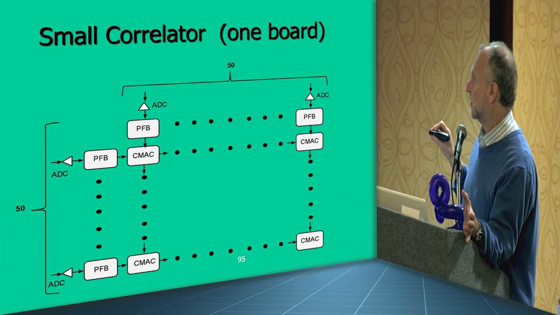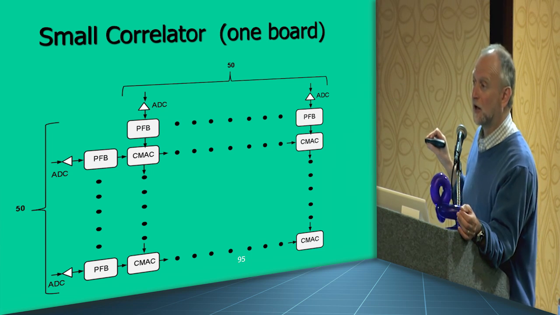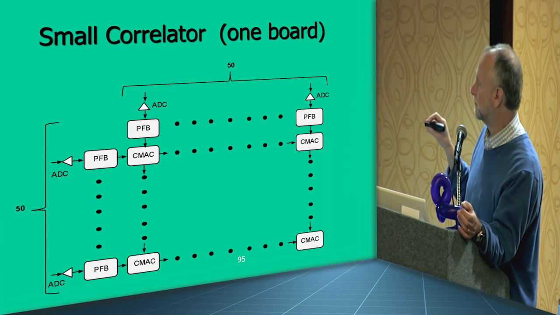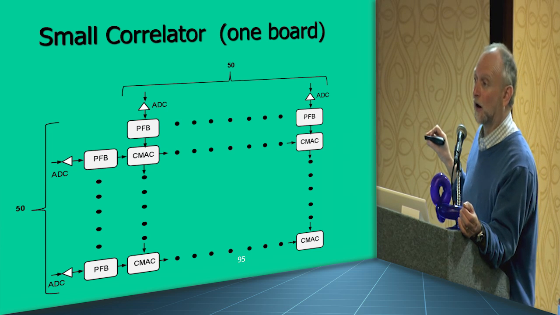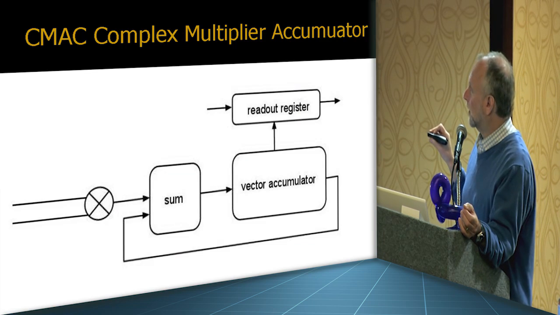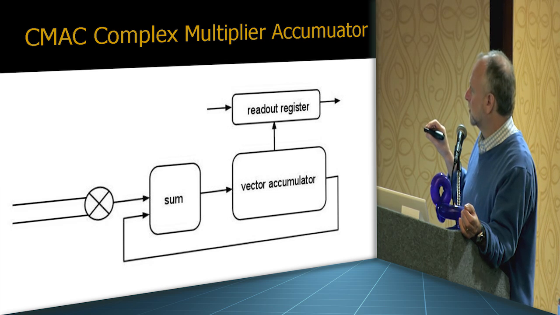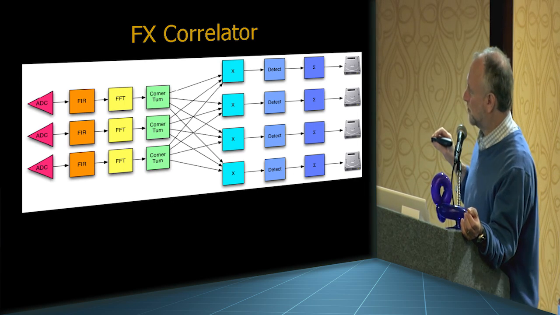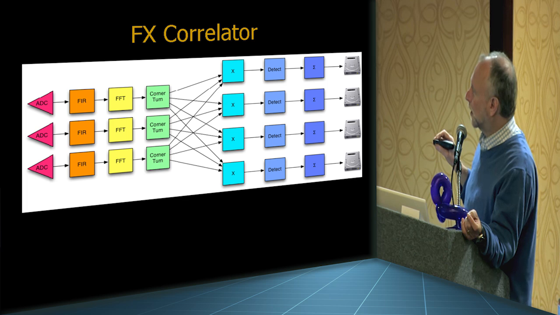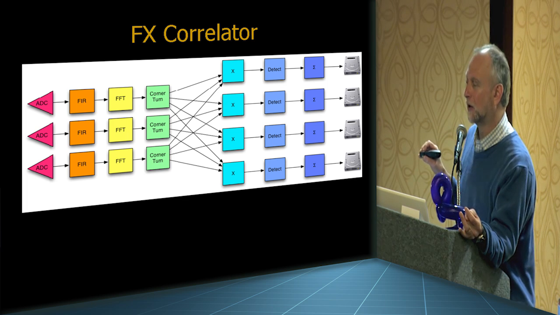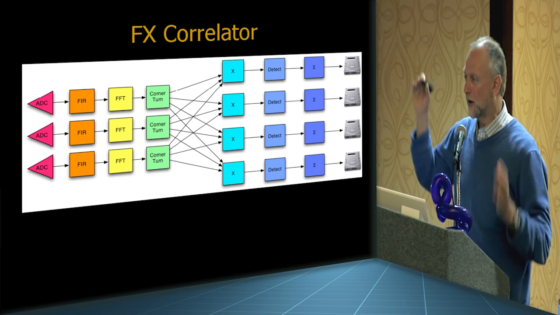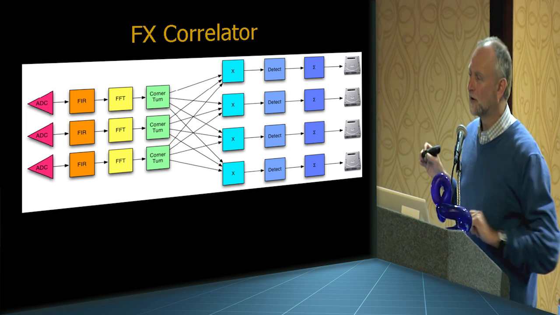And that works if you can do it on one board, if you have a small number of antennas and a small bandwidth. The problem is it's hard to build something big over multiple boards with this kind of architecture. So that's what's in a complex multiplier accumulator: a multiplier and a little vector accumulator, kind of a barrel register.